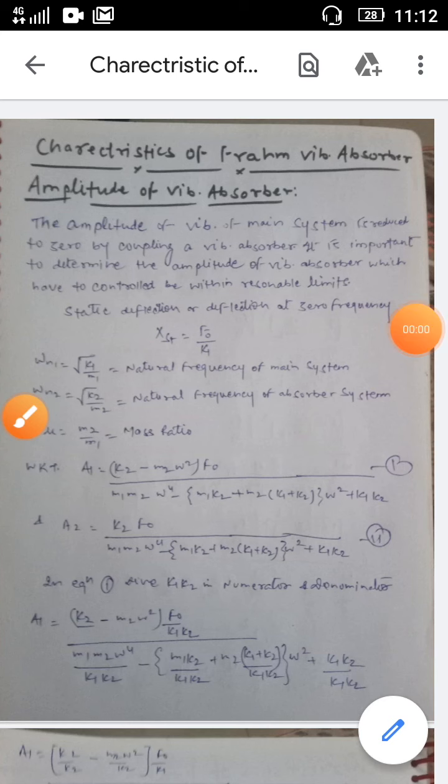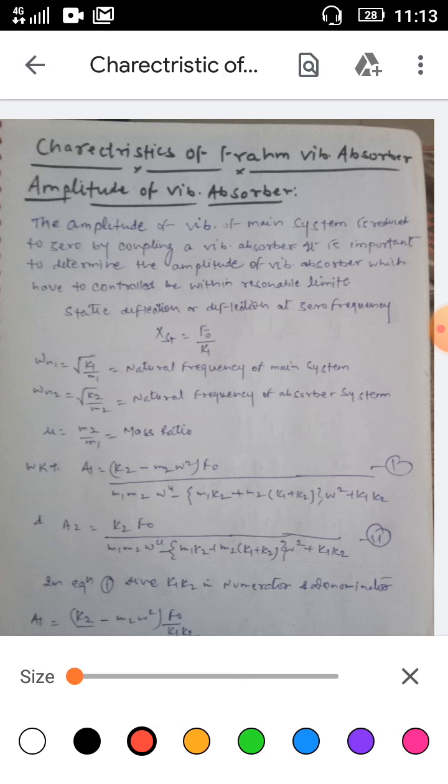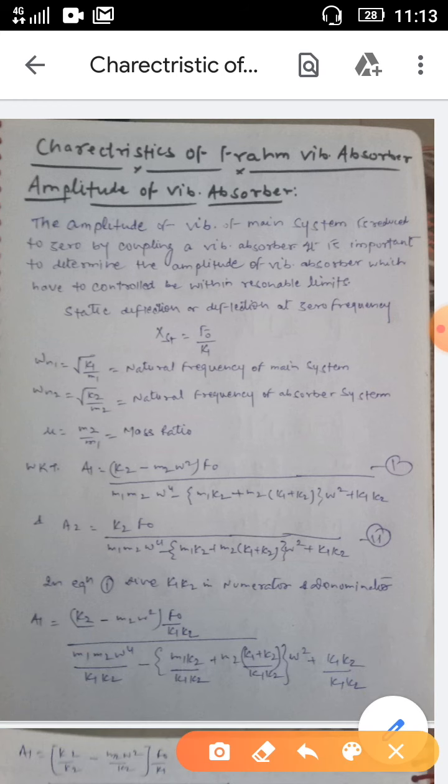Today we are going to see the characteristics of the dynamic vibration absorber, or we can say the amplitude of the vibration absorber. We have already known the zero frequency deflection, that is f naught upon k, and omega n1 is equal to under root k by m1, and omega n2 is equal to under root k by m2. Let us consider that mu is equal to m2 upon m1, that is the mass ratio.